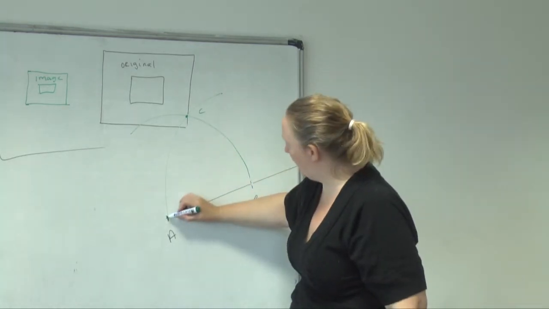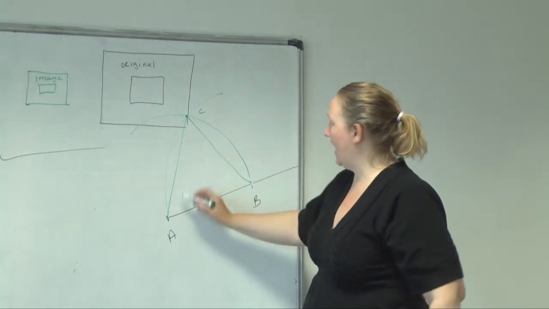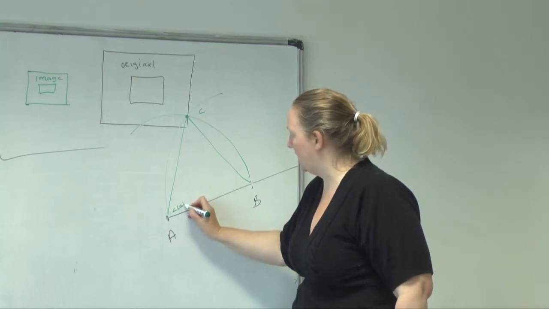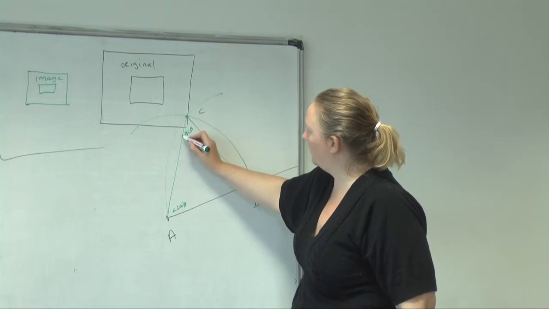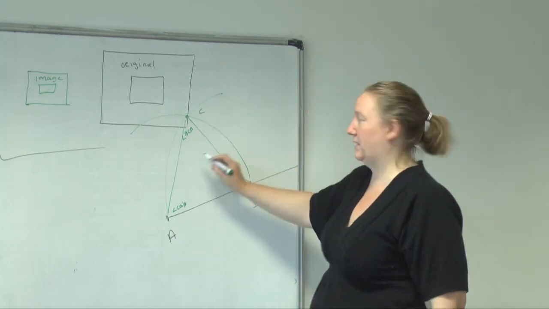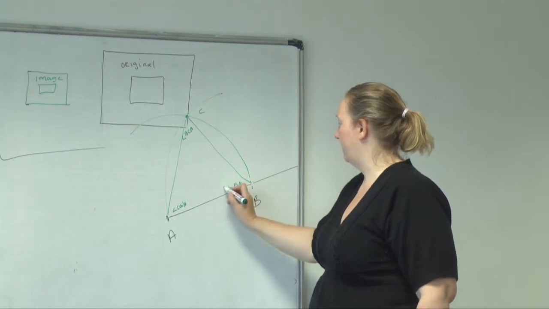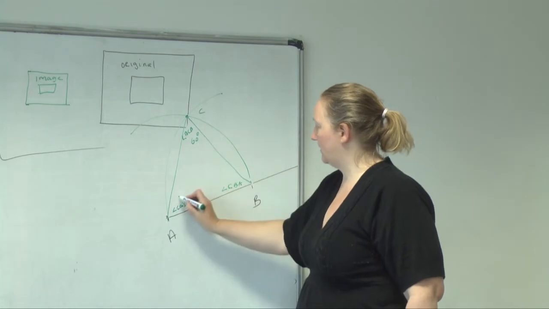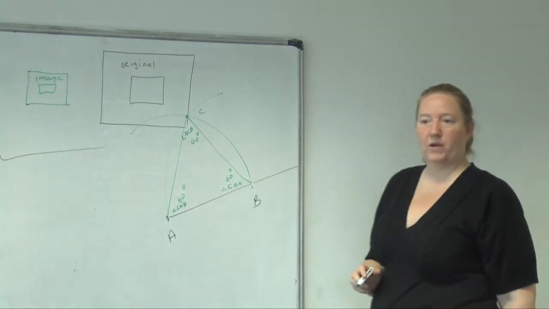Then you simply connect A to C, connect C to B, and the angle CAB, or the angle ACB, you always put the letter that's there in the middle, or the angle CBA, each of those are 60 degrees. Okay?